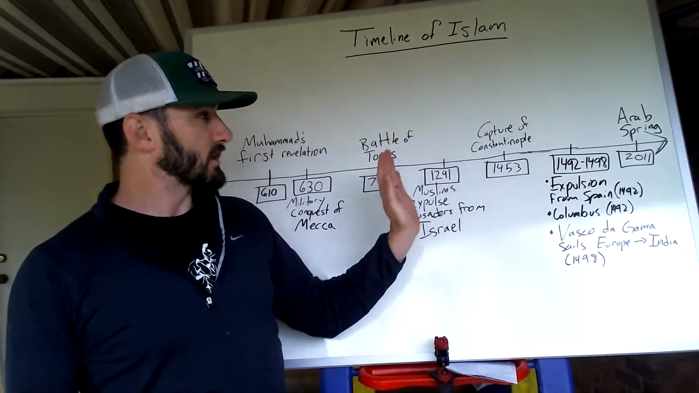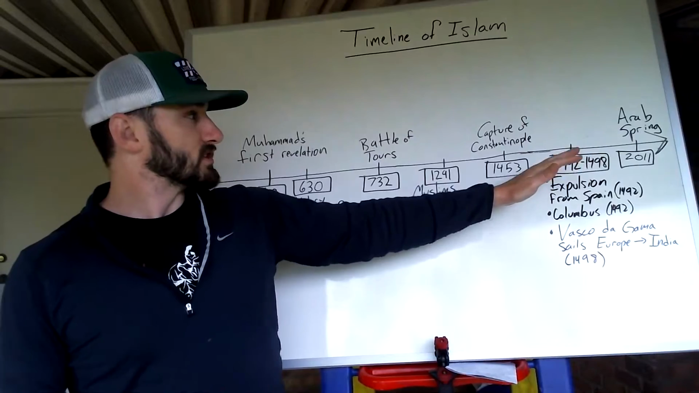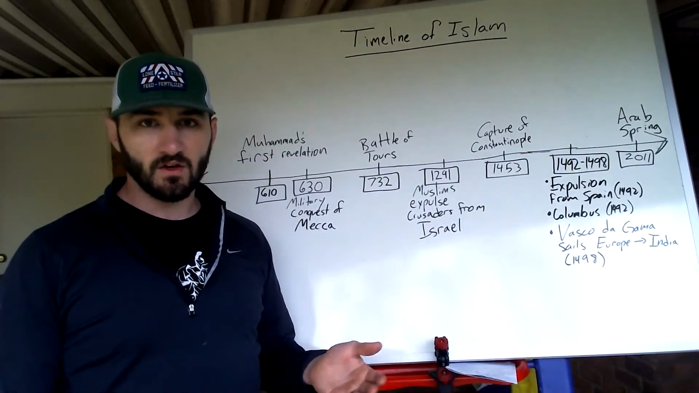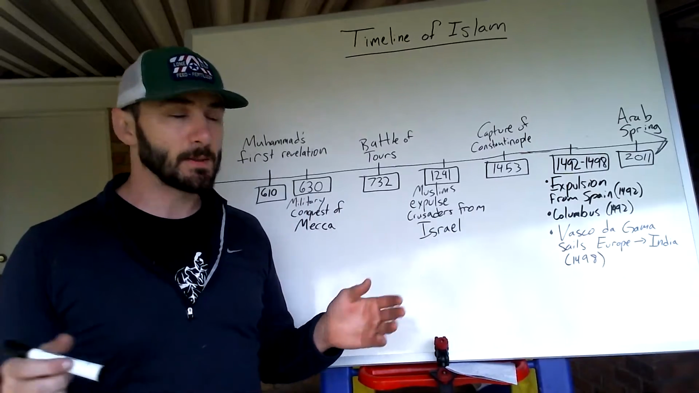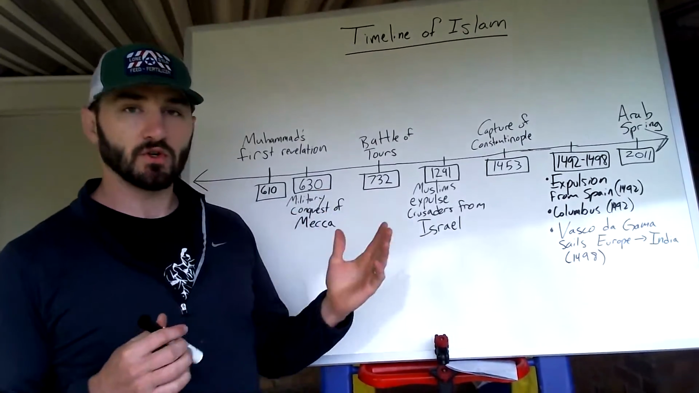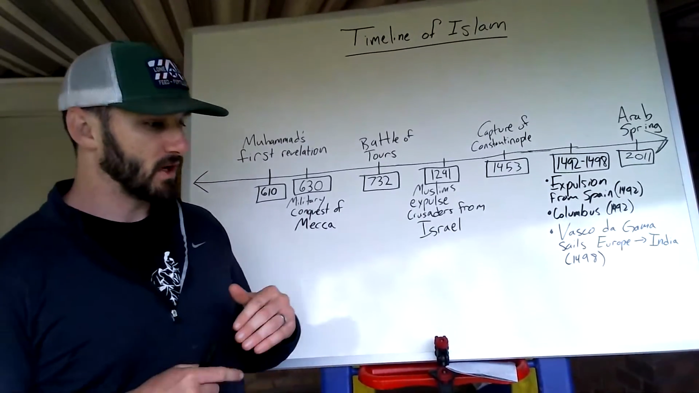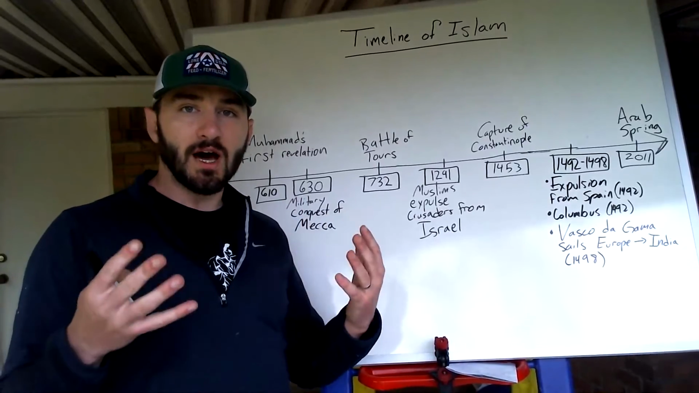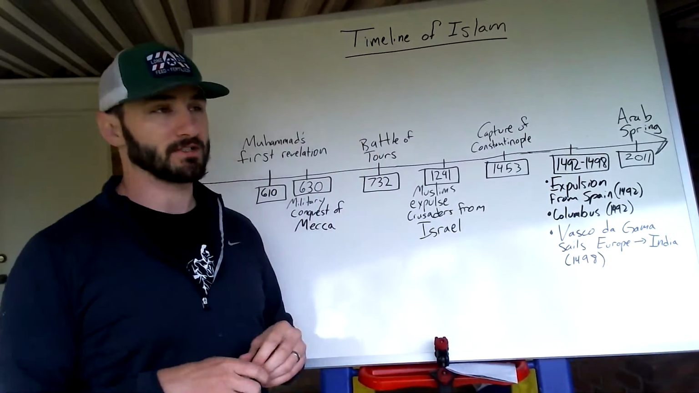Okay, now we're going to fast forward a lot here to what's called the Arab Spring in 2011. The Arab Spring was a movement across several countries in the Arabian Peninsula, primarily, but also in northern Africa, like Egypt, in which more dictatorial governments were toppled in favor of more democratic governments.